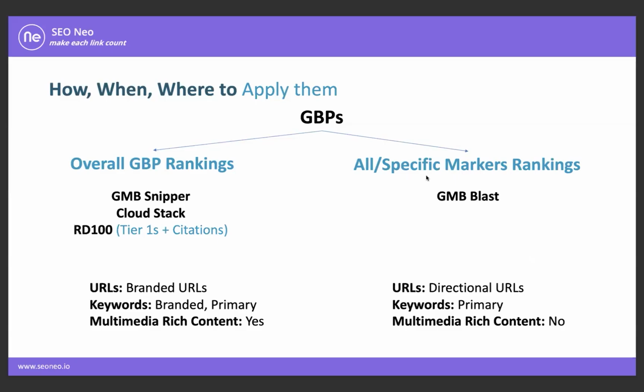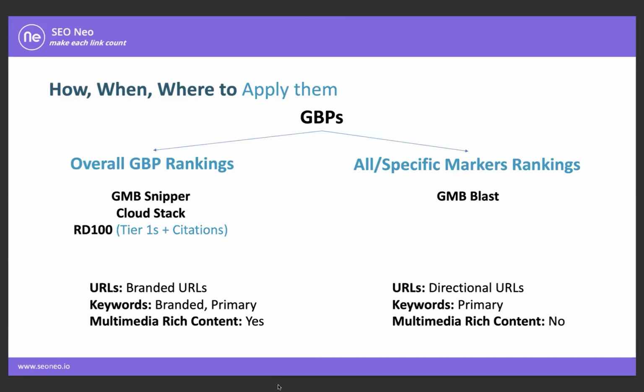And the second case is that if we want to boost specific markers, or again, the overall heat map, or if we want to enhance the rankings of a heat map, then we run the GBP Blast. And what we want to use here are directional URLs only, with our primary keywords. Remember, we are using Google assets, so we want Google to associate our business with the keywords that we want to rank for. Of course, there is no need to use multimedia rich content, since we are not going to embed any of our maps.